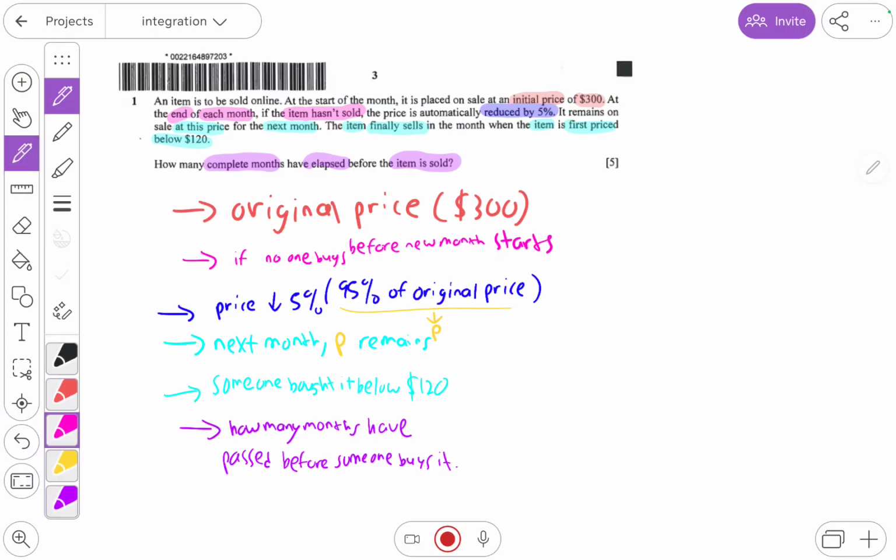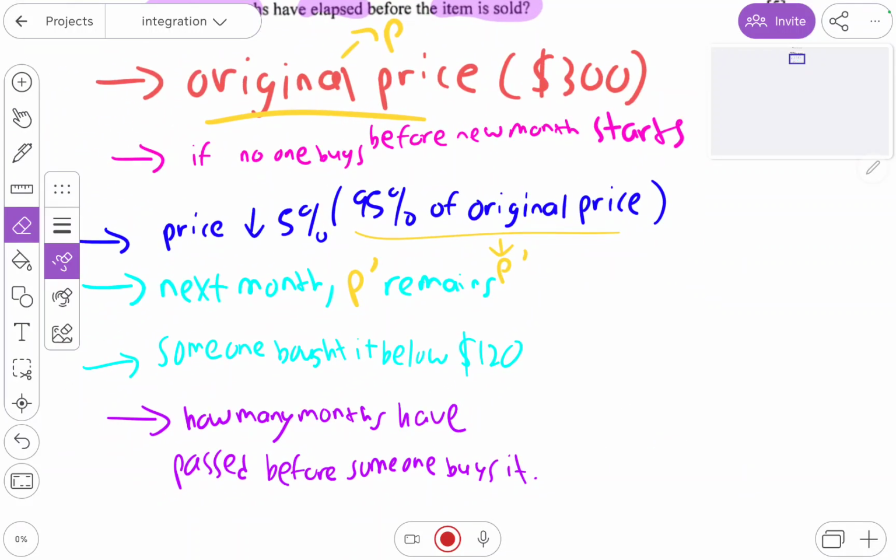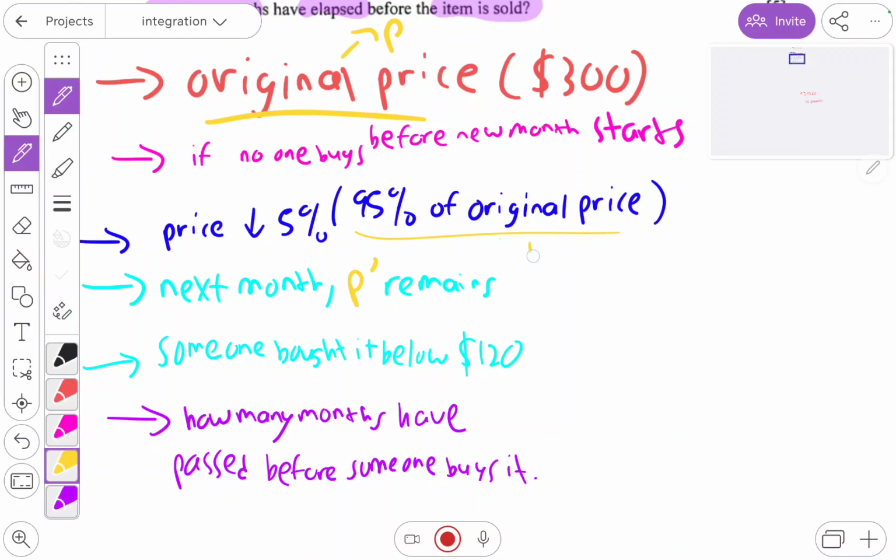So if we say the original price is P, let's call this P prime. So in the next month, wait, let me just make it neater first. Okay, so this is P prime.